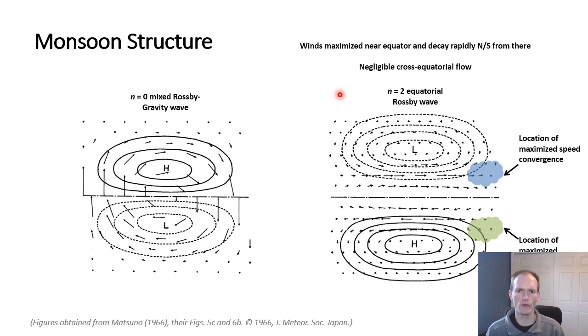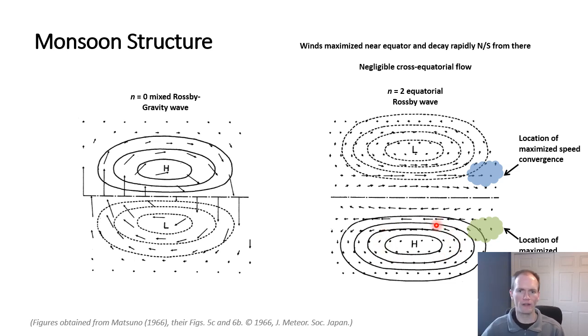For the n equals 1 equatorial Rossby waves that we considered before, we simply let n equal 1 in the dispersion relation and the structure for those equatorial waves, and that's what we got out. Now we allow it to be equal to 2, and we get a similar but distinct structure. So here, this n equals 2 equatorial Rossby wave is associated with a cyclonic anomaly in the northern hemisphere and an anticyclonic anomaly in the southern hemisphere.